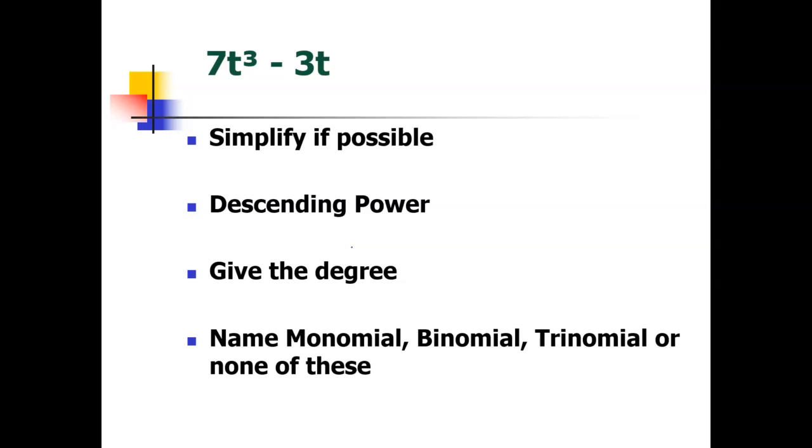Here's an example. 7t cubed minus 3t. Simplify if possible. In this case, I cannot simplify this polynomial because the power 3 and power 1 don't match. So it's already simplified. It's already in descending order because power 3 and then you have power 1. The highest degree, the highest exponent here, is 3. And how many terms do I have? I have two terms and I will call this a binomial.